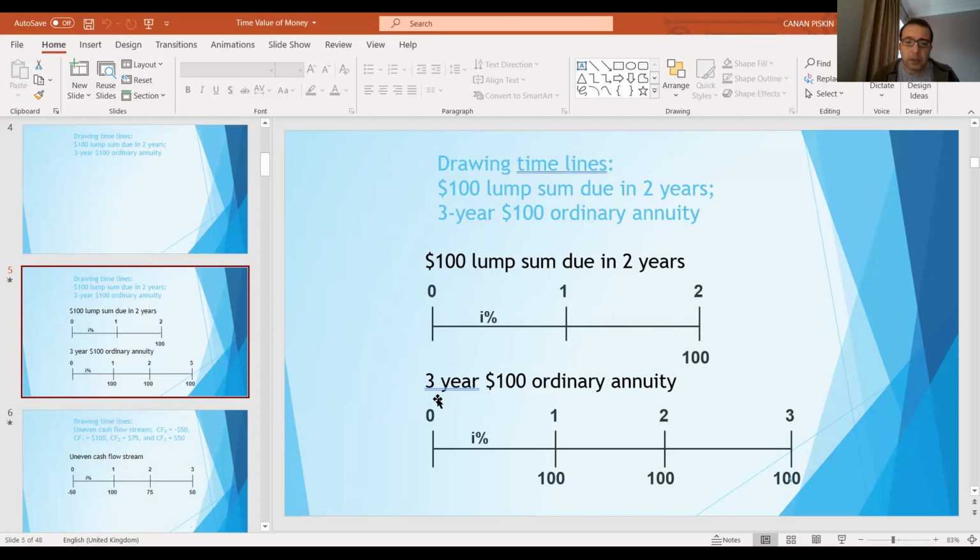The second one is a 3 year ordinary annuity. In this case, we have a series of cash flows, the same amount of money for the 3 years. So $100 next year, $100 in 2 years' time, $100 in 3 years' time. Of course, the interest rate is the per period interest rate.